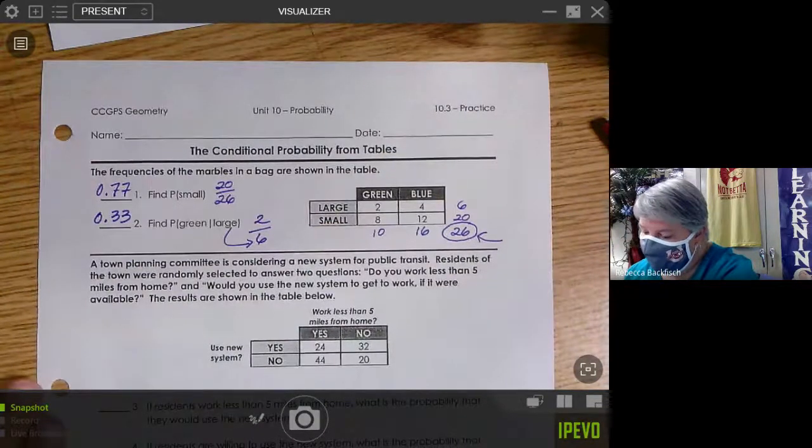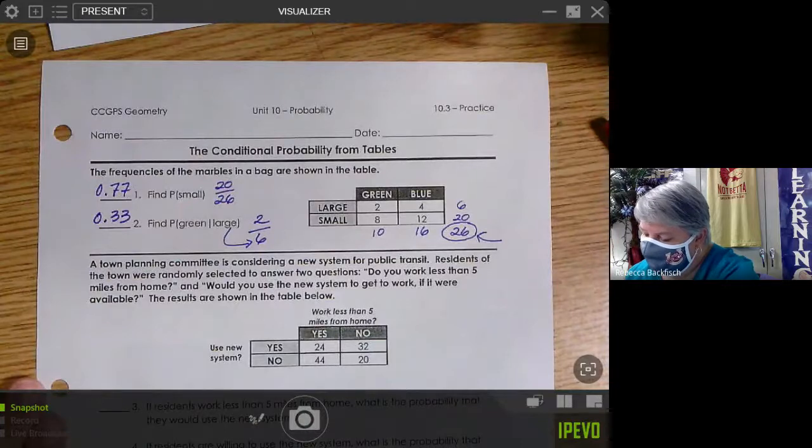A town planning committee is considering a new system for public transit. Residents of the town were randomly selected to answer 2 questions. Do you work less than 5 miles from home? And would you use the new system to get to work if it were available? The results are shown in the table below.